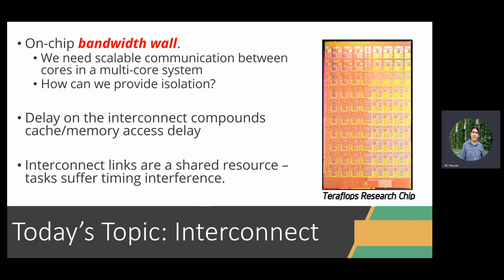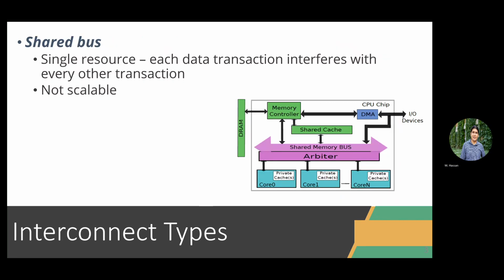And we need a scalable communication between cores in a multi-core system and between memories. How can we provide this? As we have seen also in the example, the delays that are suffered when accessing a shared resource, including a shared interconnect, will impact memory access delay, and this will impact the task execution times, and we have to account for them. Why? Because interconnect links are also shared resources, and then tasks will suffer interference from each other. They will contend to access the shared resource and delay each other.